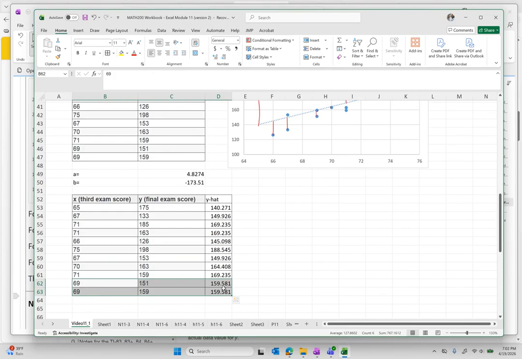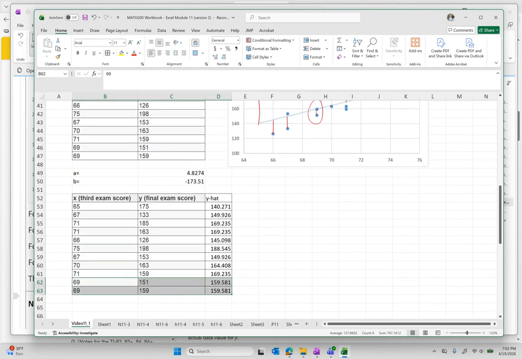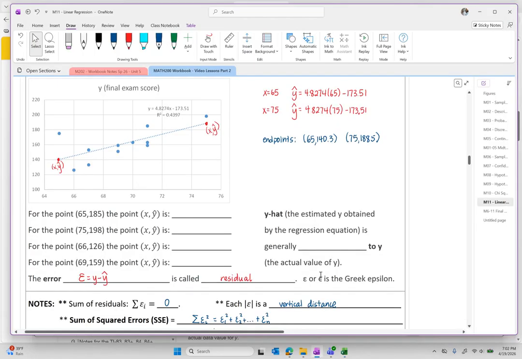And both of those points you can see in the graph are over here, and one is closer to the line and the other is farther from the line. The one that has the 159, which is the point they gave us in the notes, is the one that is closest, because the y hat for x equal to 69 is 159.6.